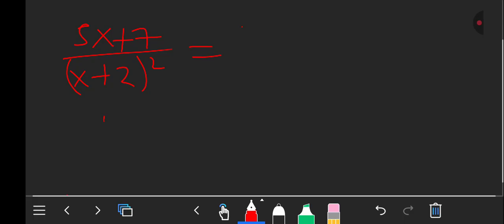So it will be a over, for this one we're going to say the first one won't have any power, so we're going to say x plus 2. Then the second one, b, will have the power x plus 2 squared. This is how you separate this in partial fraction.